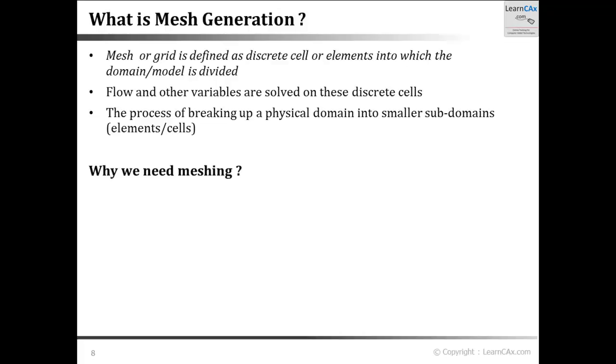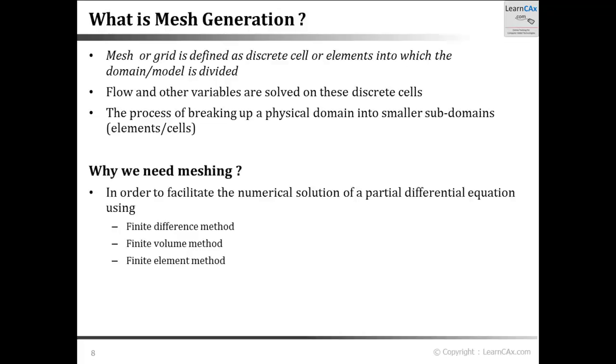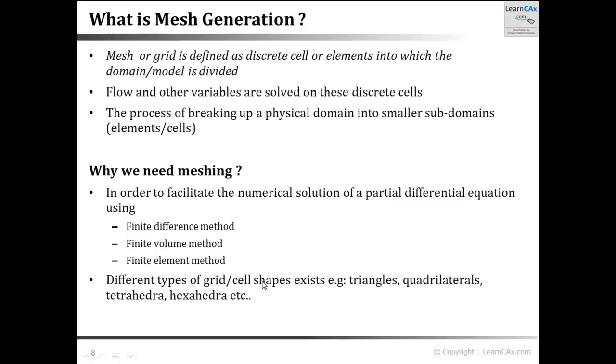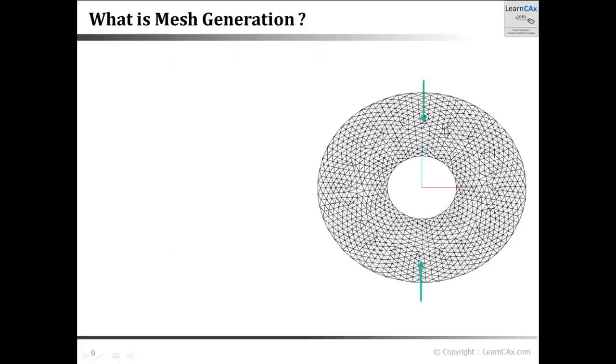Why do we need mesh? We need mesh because by physics or by mathematical theory, we are solving the variables like flow and heat transfer and any other variables at these cell centers or nodes. So the theoretical methods which are used for any CFD process like finite difference, finite volume or finite element, these methods solve the variables at these discrete cells, and hence we need a mesh. There are different types of grids or cell shapes like triangles, quadrilaterals, tetrahedrals, etc., which we'll see in the coming slides.